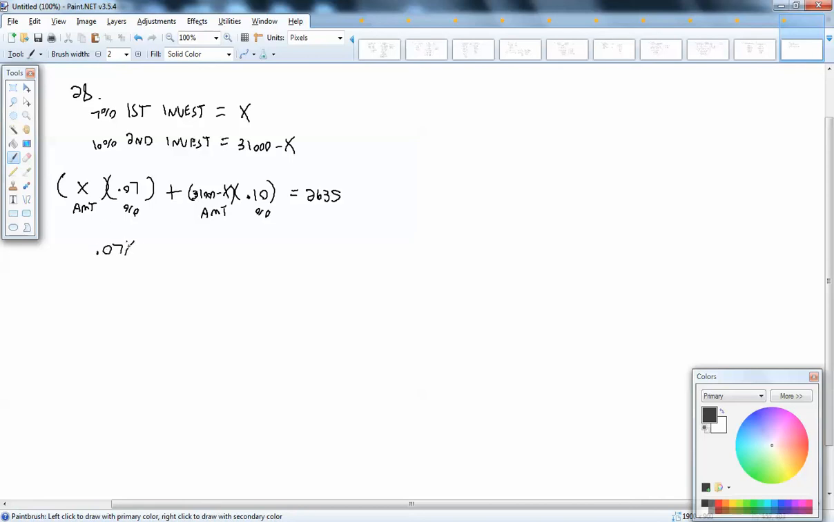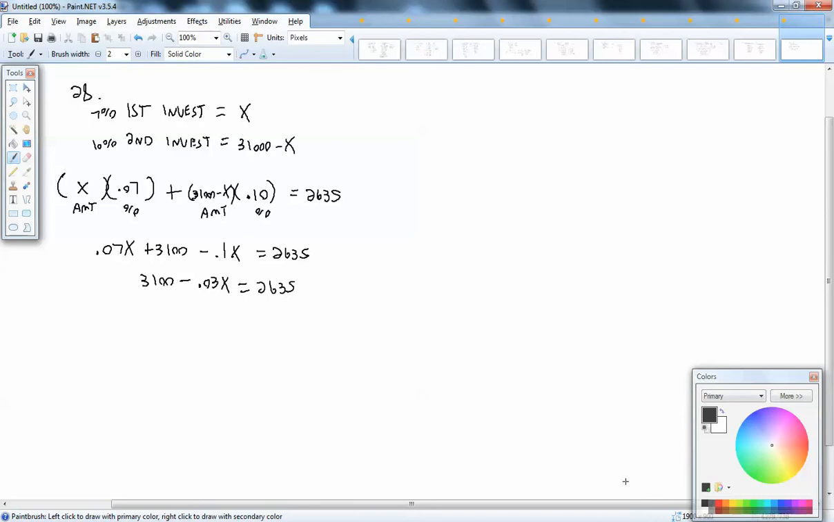So we got 0.07x. Take 0.10 times 31,000. We get 3,100. 0.10 times negative x gives us negative 0.1x, equals 2,635. I think that's negative 0.03x, but let's see. Negative 0.1 plus 0.07 is negative 0.03, yeah, equals 2,635.